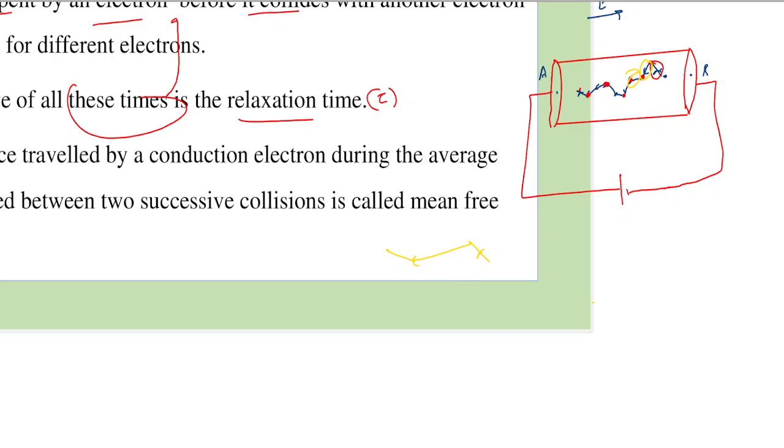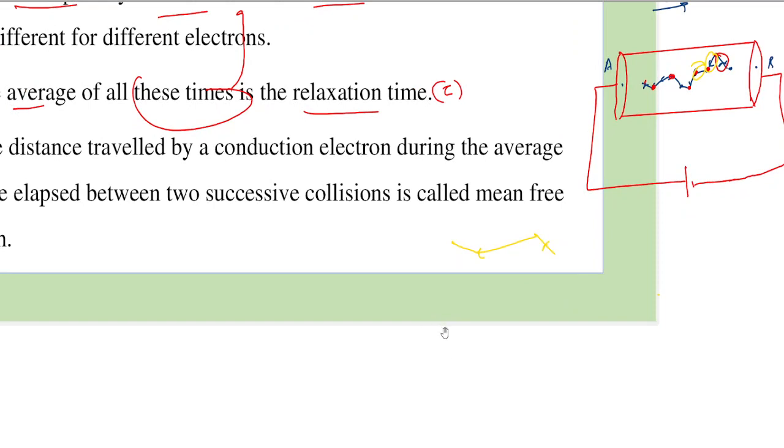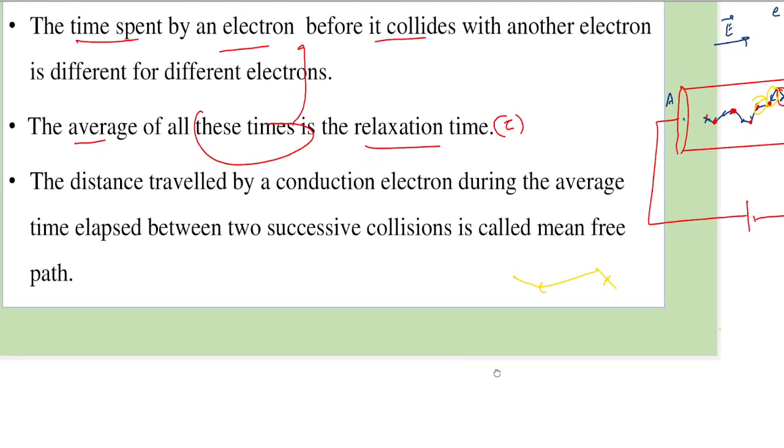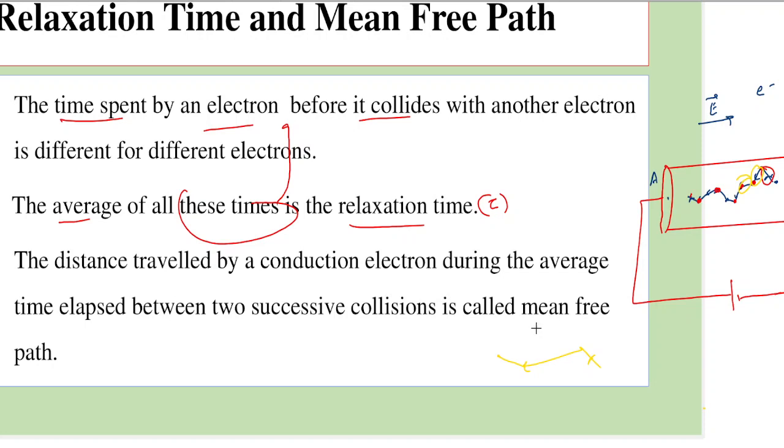If we average it, then the average distance for any electron between two successive collisions is called the mean free path. So you can say that it is the distance traveled by a conduction electron during the average time elapsed between two successive collisions. That's called the mean free path. Keep in mind that whether it is relaxation time or mean free path, these are average values for a given conductor and for a given electron.